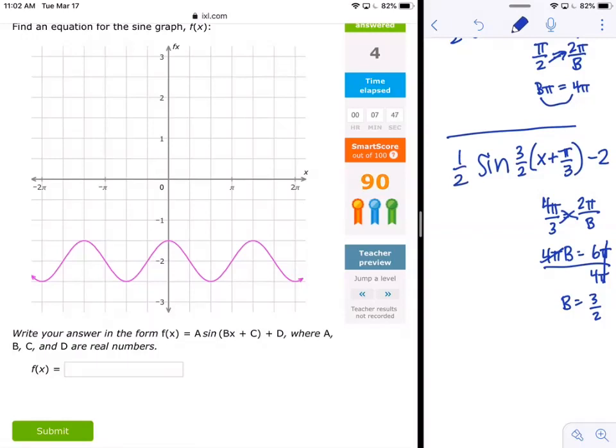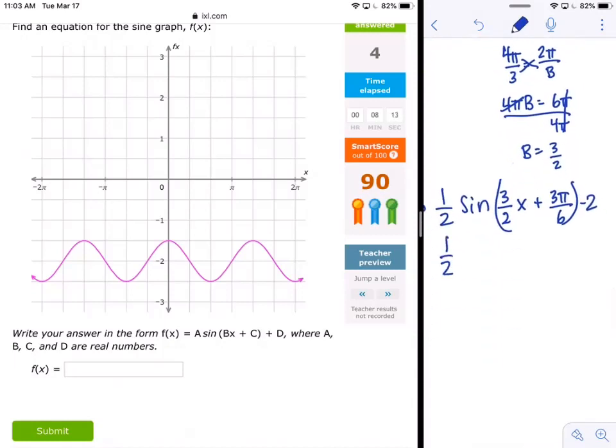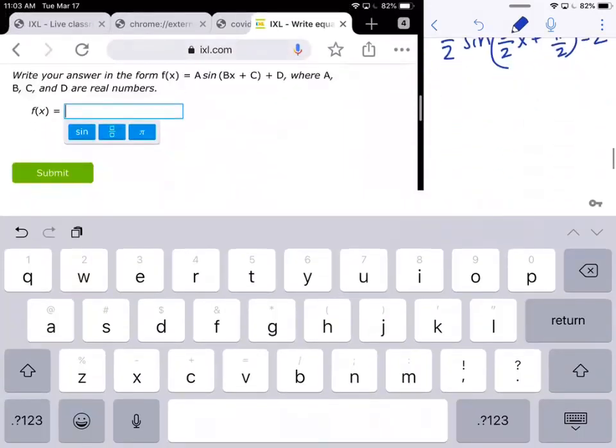So I'm going to go ahead and take this equation here. I'm still going to have the 1/2 sine. And I'm going to go ahead and distribute these in like this. So I'd have 3/2x plus 3 pi over 2 times 3 is 6. All of that is then -2. So I'd have 1/2 sine 3/2x plus, this can simplify to 1/2, so pi over 2, -2. So when I go here, it's a doozy.